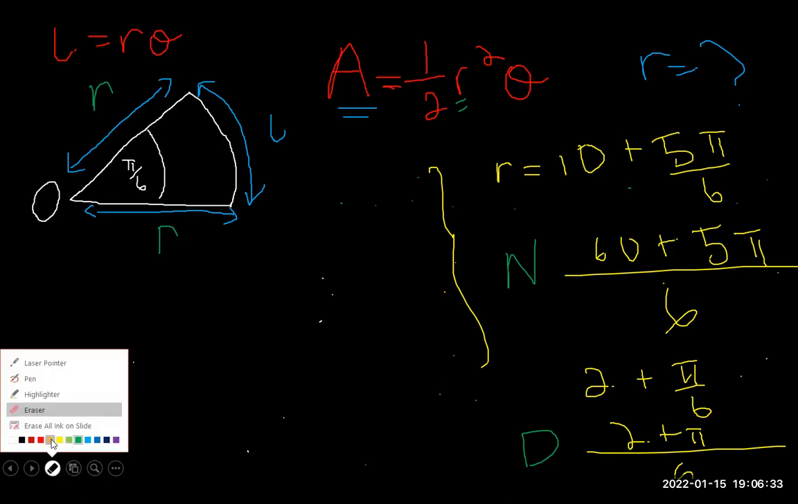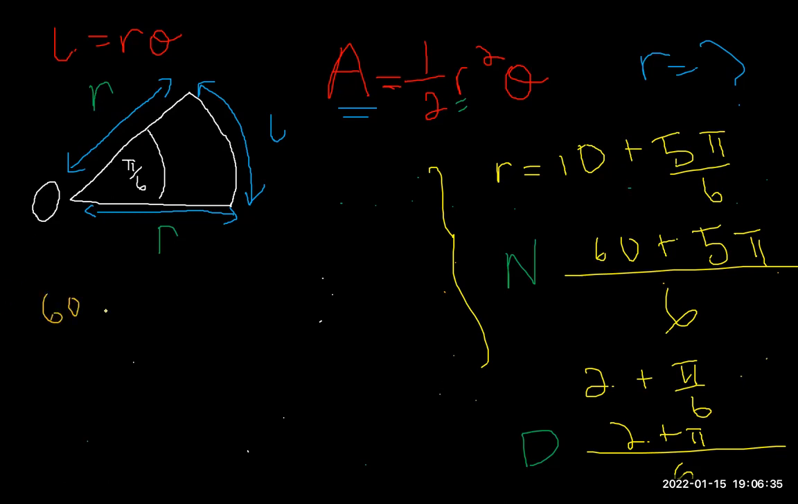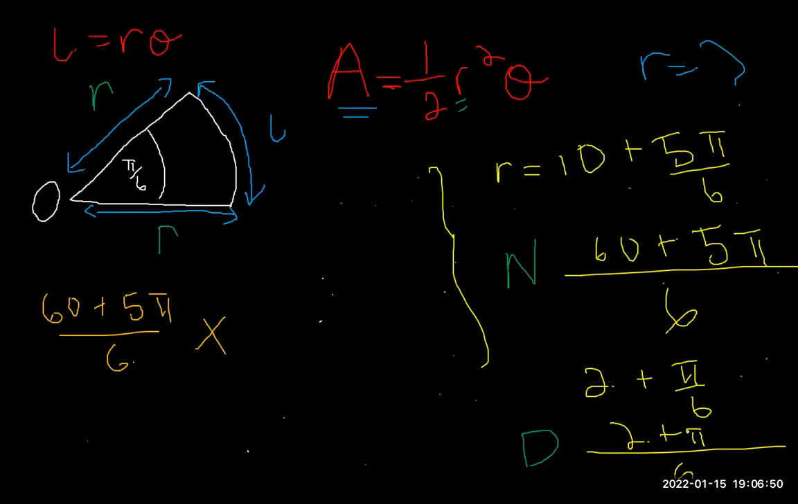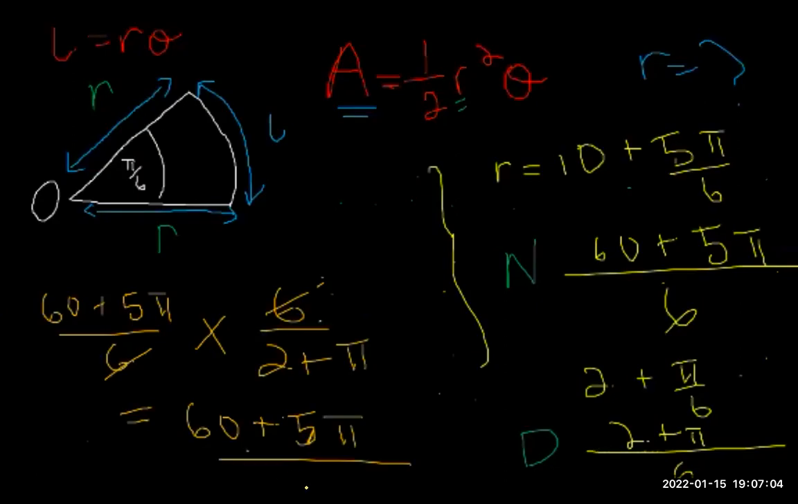So my numerator, in a different color, is this 60 plus 5 pi on 6. And then this is divided by this single fraction. However, we know when dividing by fractions, we multiply by their reciprocal. The reciprocal of 2 plus pi on 6 is going to give me 6 on 2 plus pi. This would cancel. And now you have something that's more simple to put into your calculator. And you reduce the risk of putting something that's wrong. I mean, getting a wrong answer.